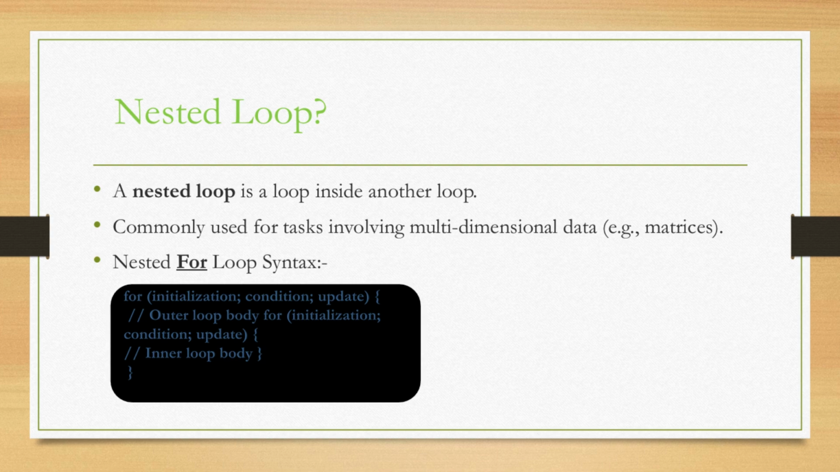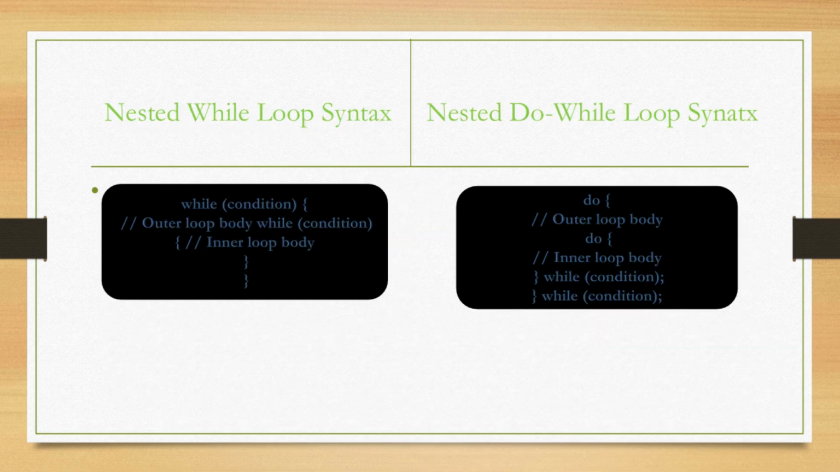In this slide, we will discuss nested loops. A nested loop is a loop inside another loop, commonly used for tasks involving multidimensional data, for example, matrices. In this slide, we look at the syntax of nested while loop and nested do while loop.